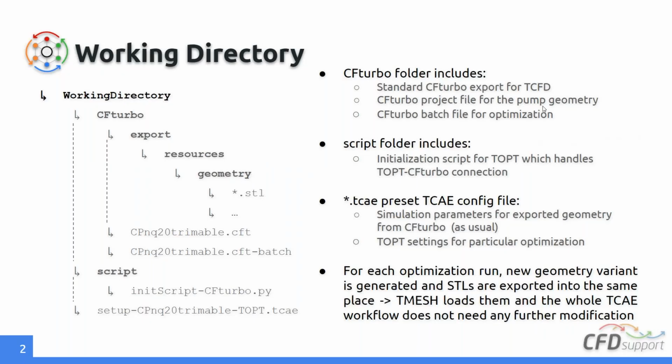Okay, so what we have at the very beginning. From Oliver, we have a standard. Let's say we have the CFturbo project file for the pump geometry, and the CFturbo batch file for the optimization, which includes the selected parameters to be optimized, and other important parameters for the optimization, like the export or the original project file.